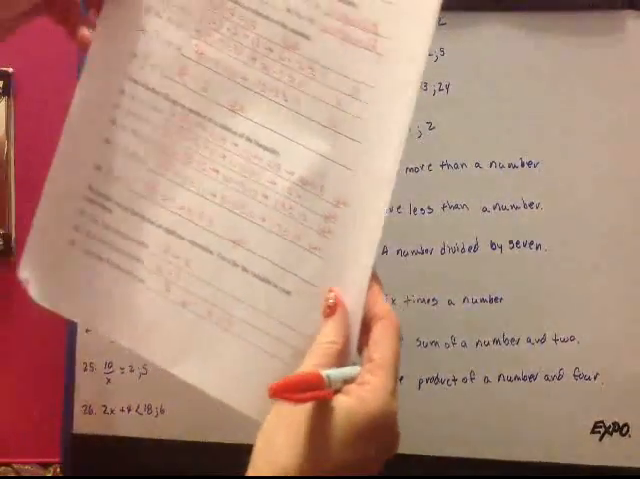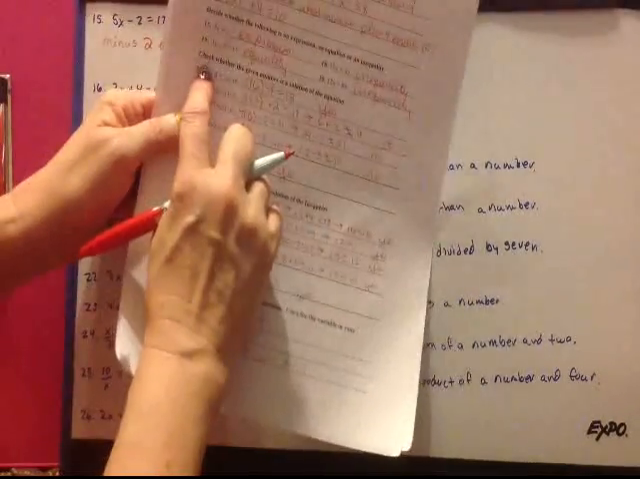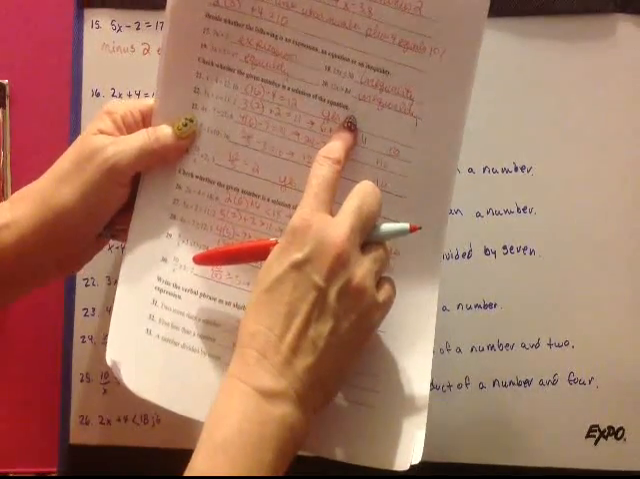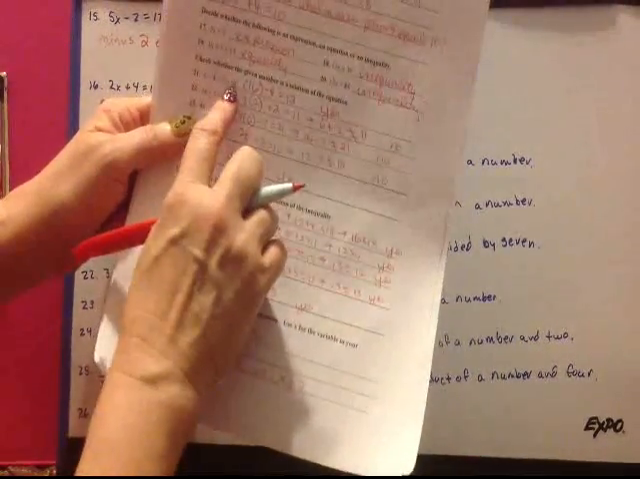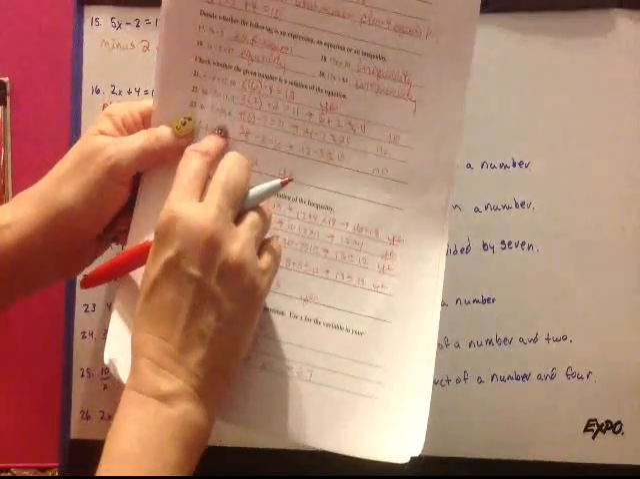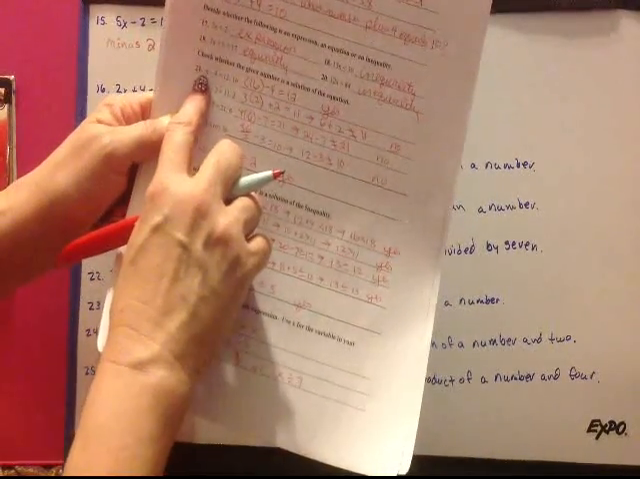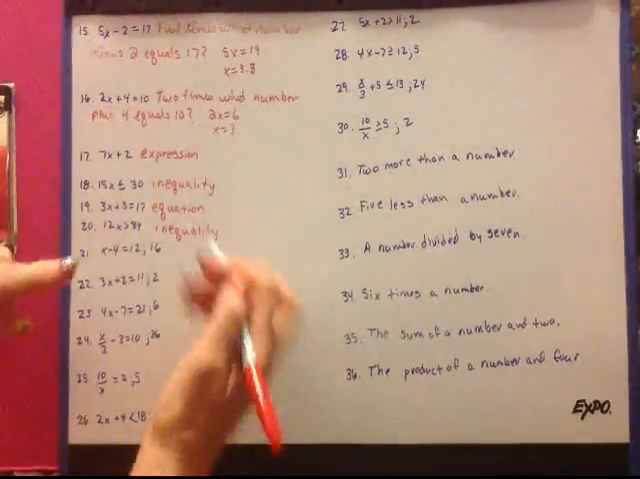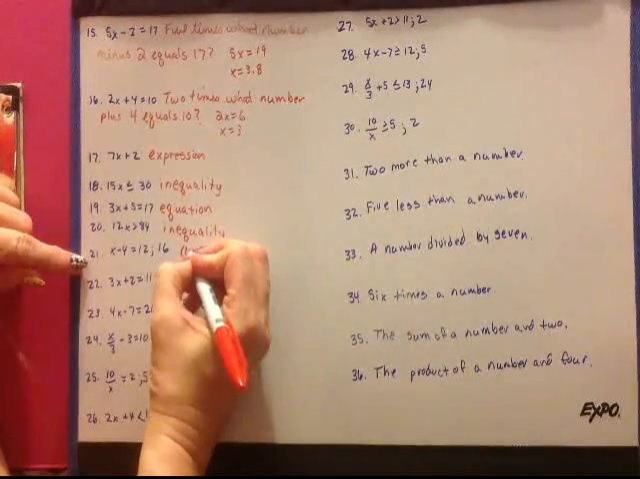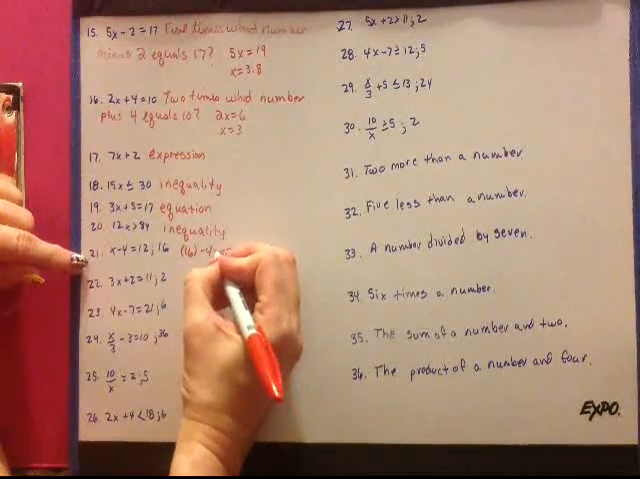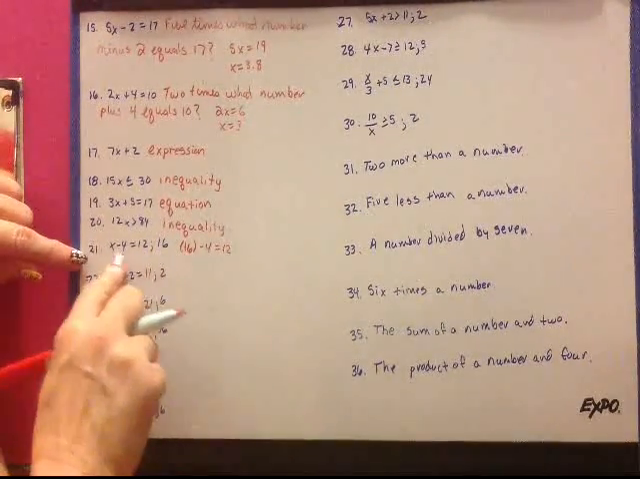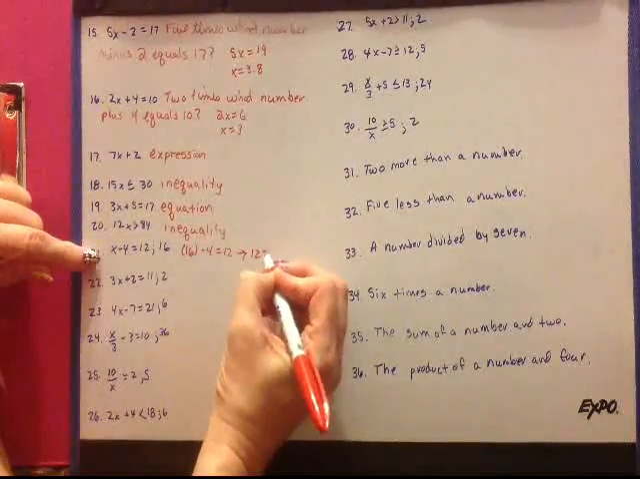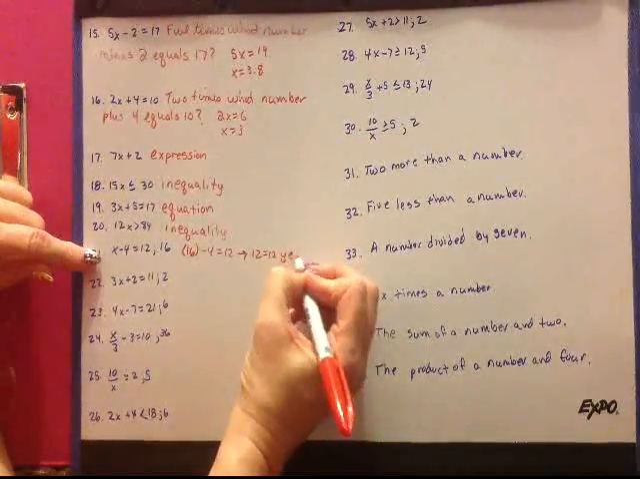For 21 through 25, our instructions are to check whether the given number is a solution of the equation. So what are we going to do? We're going to substitute the number after the semicolon in for your variable, and then we're going to simplify, and we're going to tell if that is a true statement or not. So for number 21, 16 minus 4 equals 12. We substituted in 16 for x. 16 minus 4 is 12. 12 does equal 12, so yes, it is.